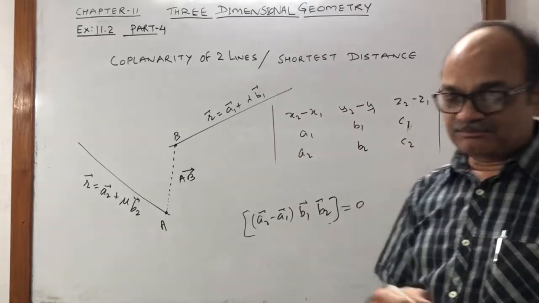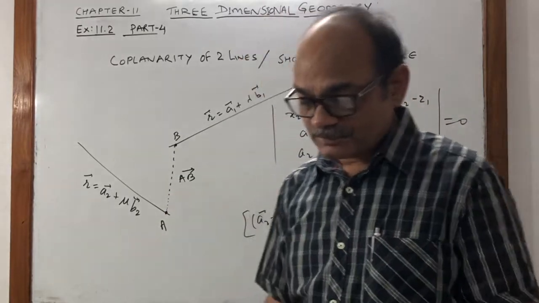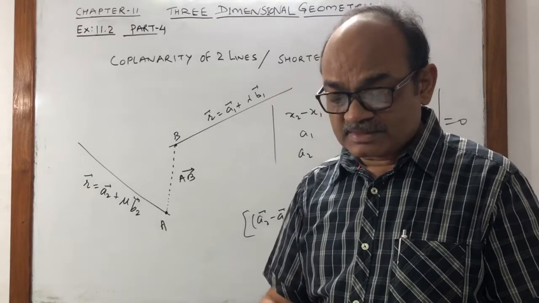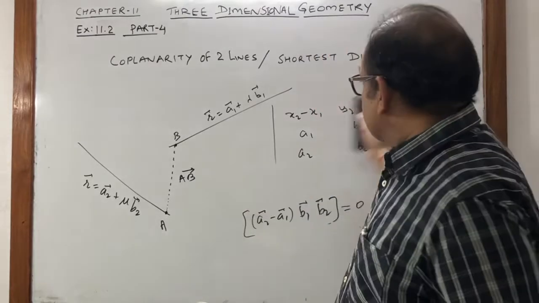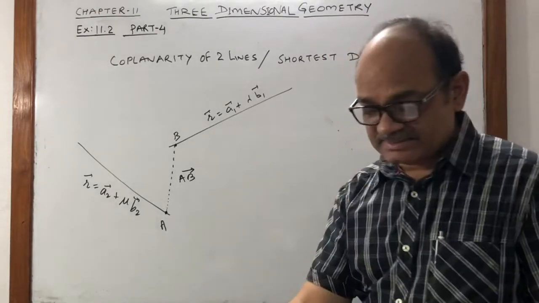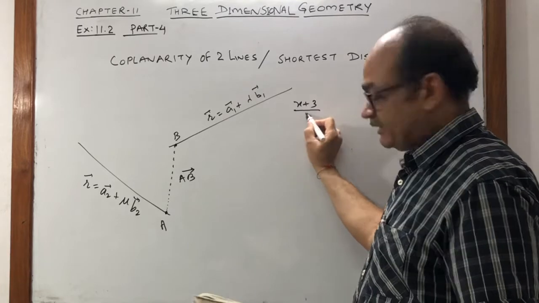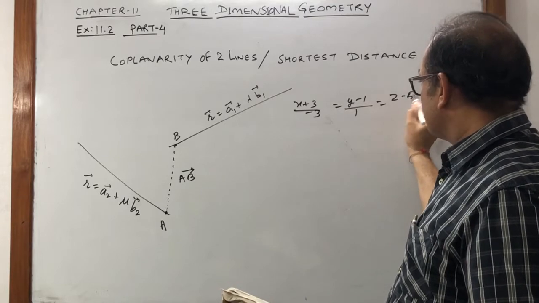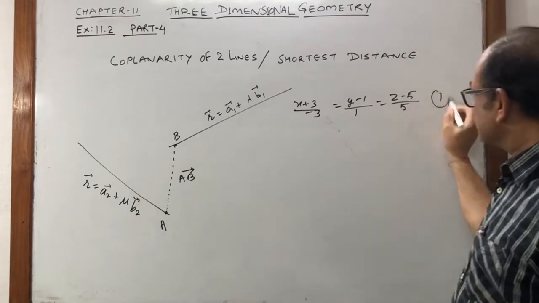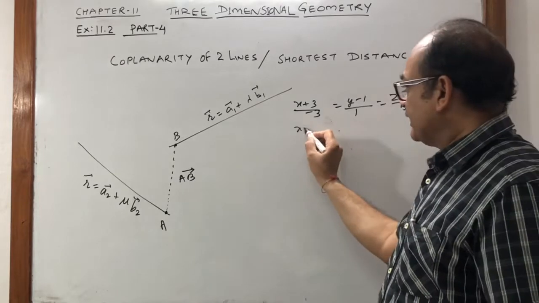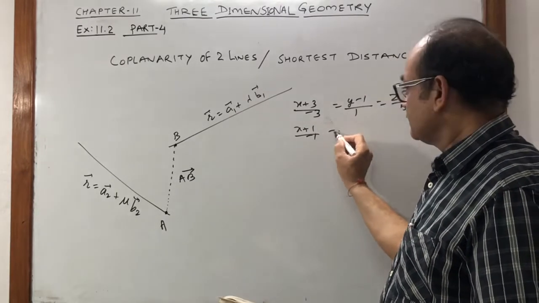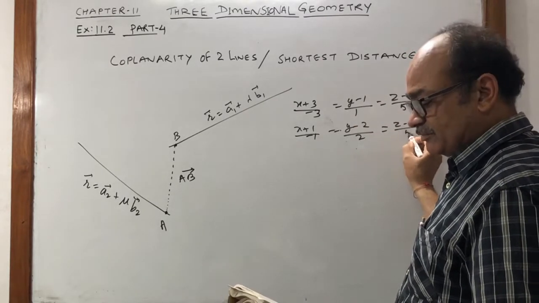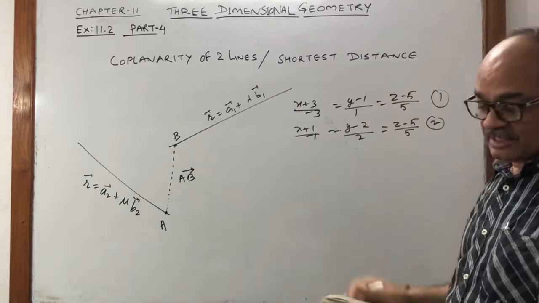So both forms, the vector form and the Cartesian form. Now we take one sum based on coplanarity. Prove that the following lines are coplanar. The first line in Cartesian form is x minus 3 divided by minus 3, y minus 1 divided by 1, z minus 5 divided by 5. The second line is x plus 1 divided by minus 1, y minus 2 divided by 2, z minus 5 divided by 5. We have to prove that these two lines are coplanar.